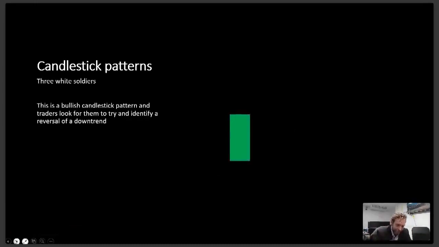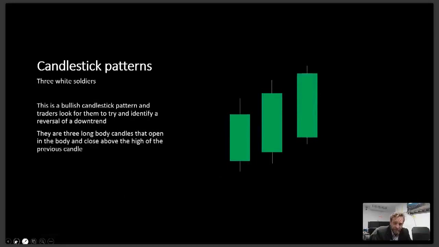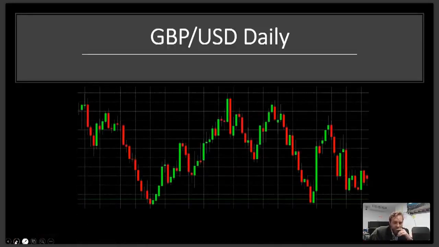Now, it looks like this. And it's basically three bullish candles, each one slightly bigger than the previous one. And each one has to open at some point through the previous candle, but close above the previous candle's high. Okay, so let's have a look at this. I can see a downtrend here, and then we have our three white soldiers here, and the market indeed moves higher at the end of a downtrend.